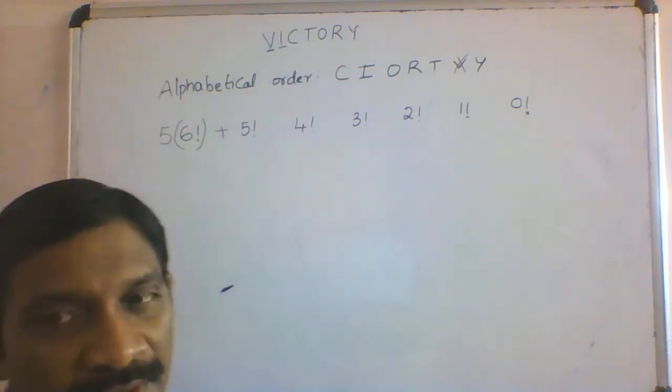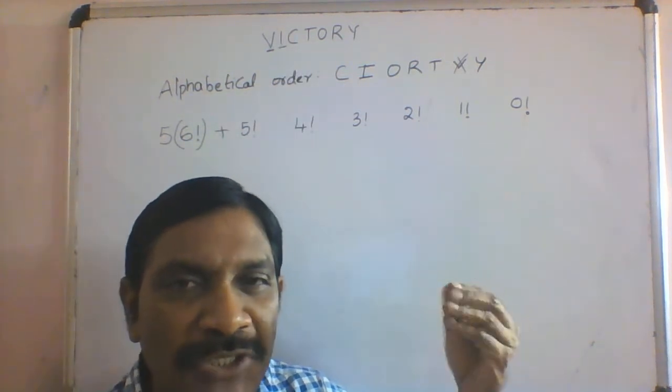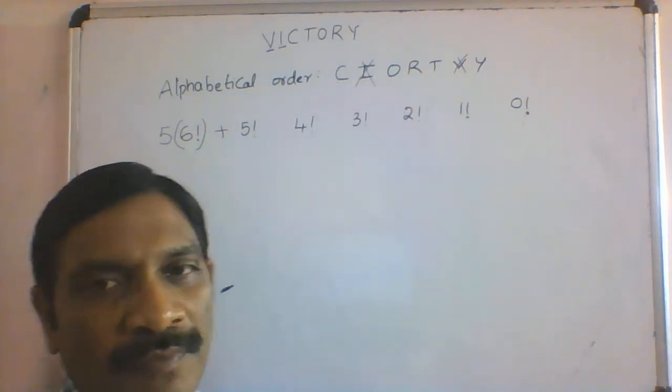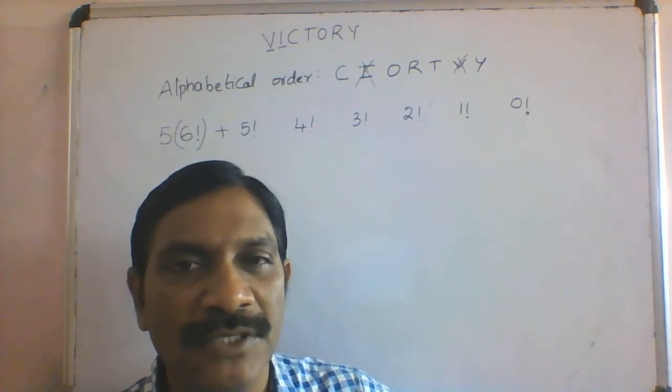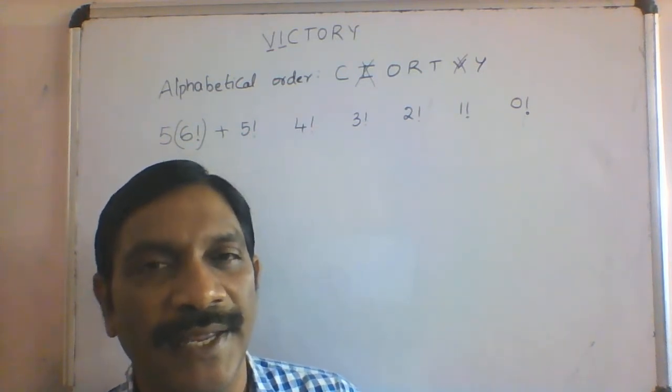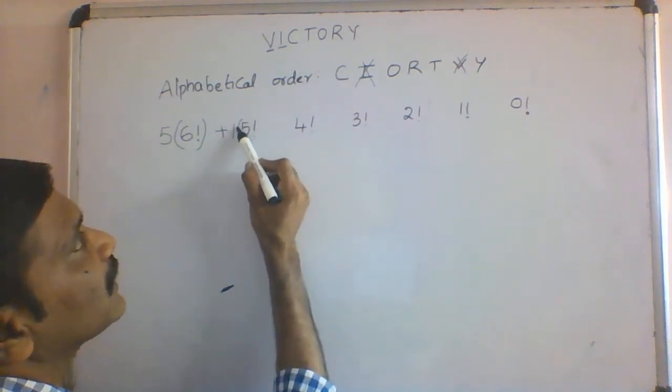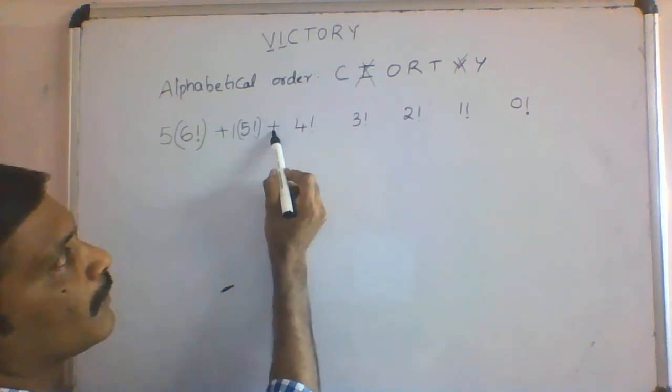Now, what is the second required letter in the given word? I. In alphabetical order, strike off I. Where is I? Here. Strike off. And see the number of letters before the struck I. Only one letter is left. So keep that one here. Plus.